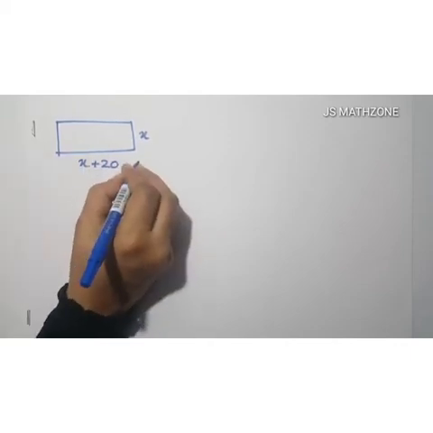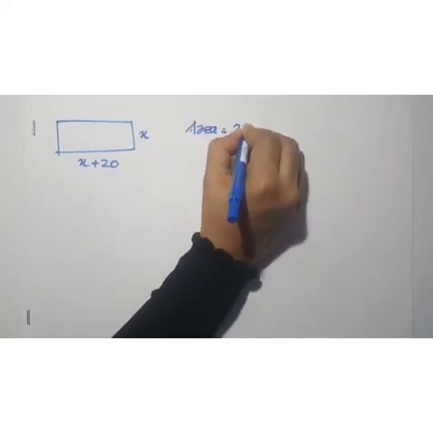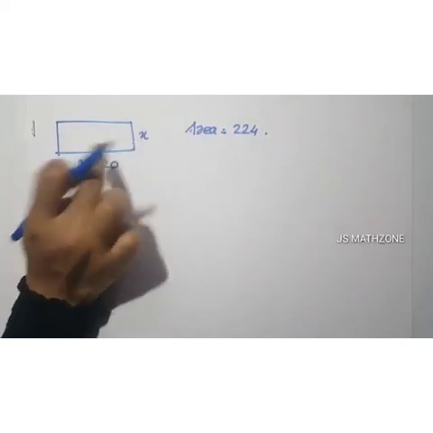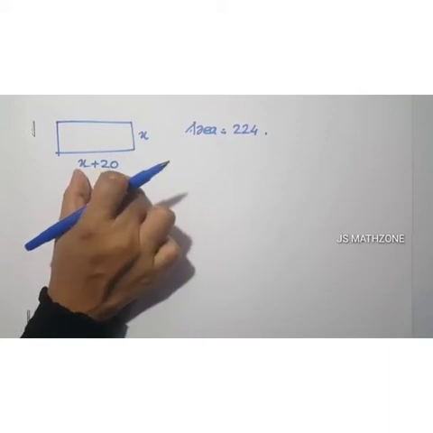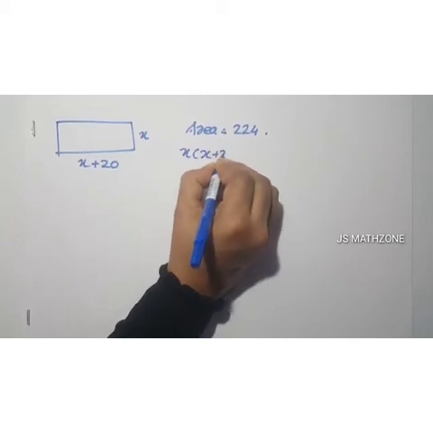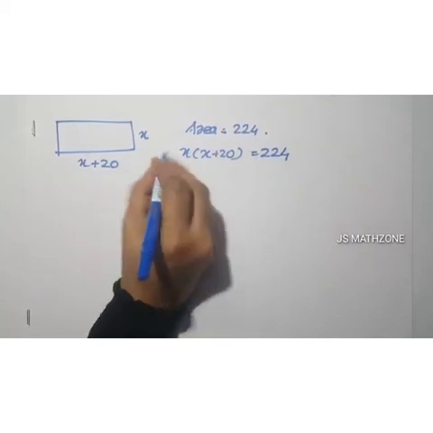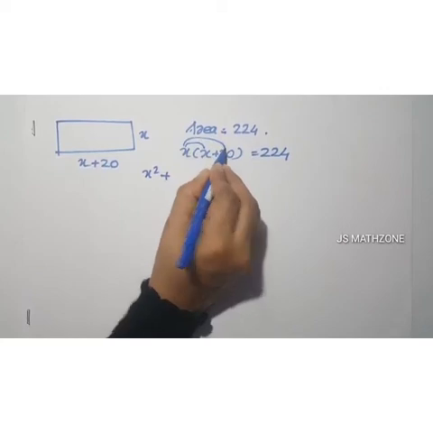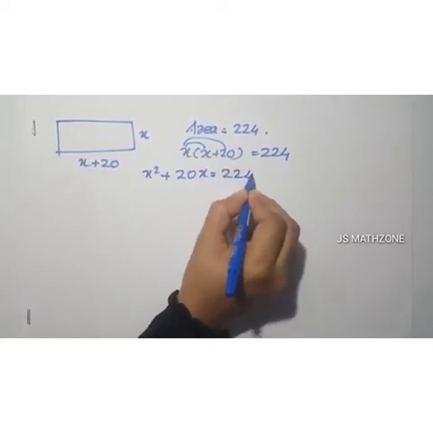Clear? Next: one side of the rectangle is 20 meter longer than the other side and its area is 224. What are the lengths of the sides? That is our next question. Let one side be x, and the other side is x plus 20. The area of this rectangle is 224. Same method: x into x plus 20 is x square plus 20x is equal to 224.